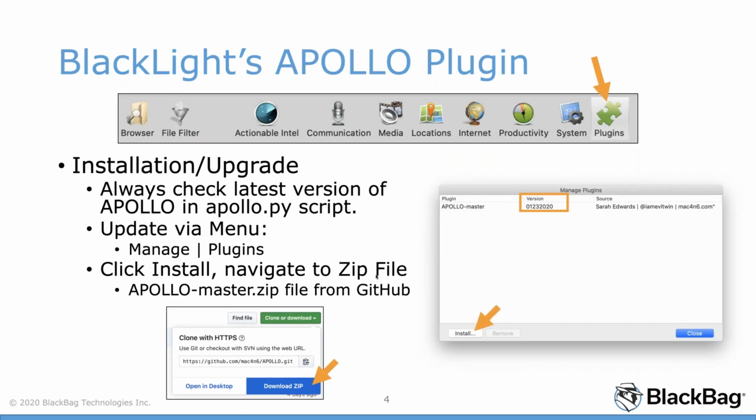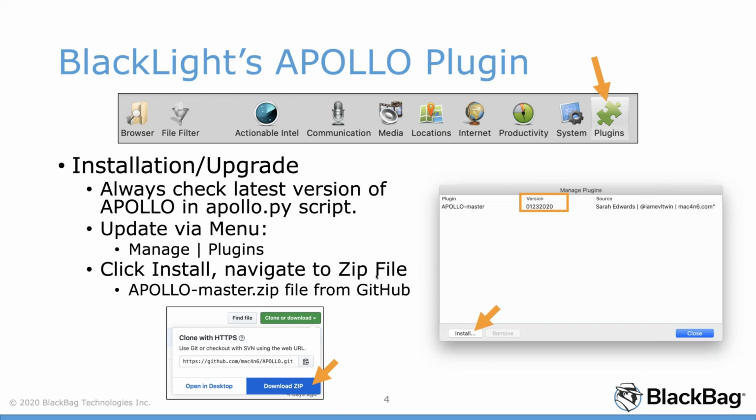Now, as far as BlackLight's Apollo plugin, they came out with this one a few versions ago. We have a new icon at the top bar there. It looks like a little puzzle piece. It's called plugins. We'll click into this. I'll show you an example of this one in just a little bit. But this is where you're going to see the Apollo information embedded into the BlackLight tool.